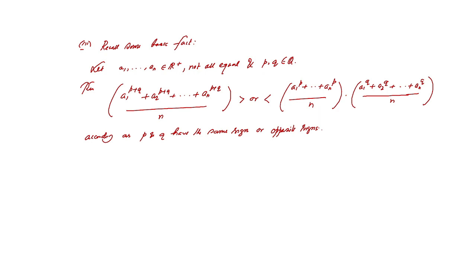Okay. So if we recall this result, from this result we can prove. So now we come to the problem. Here we just take A1 equals A, A2 equals B, and A3 equals C. And you know all are positive real numbers. They are not equal. And we consider here P equals 3 and Q equals -3.